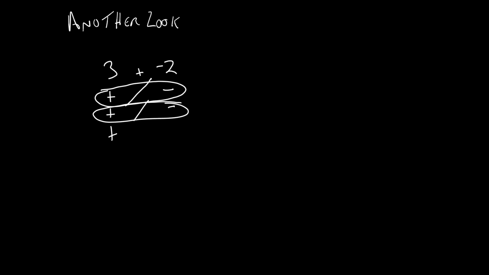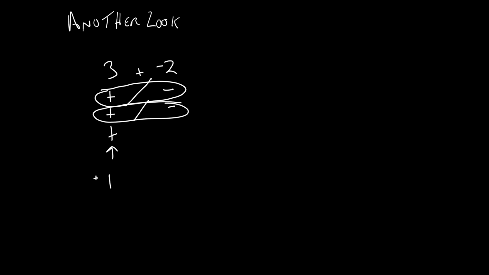Another way of looking at adding integers is more of a chemistry example. If I have 3 plus negative 2, I could look at this as I have 3 positives, a positive, and a positive, and I have 2 negatives. A positive and negative cancel each other out, leaving me with a single positive of just a plus 1.